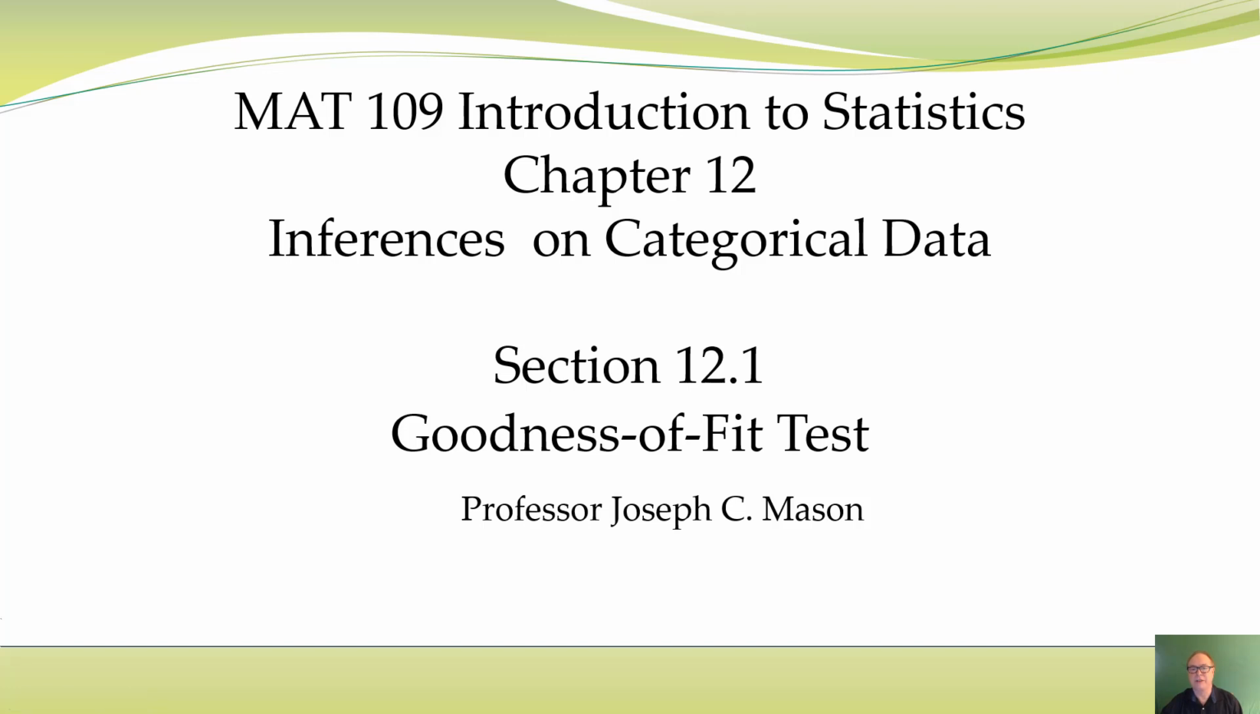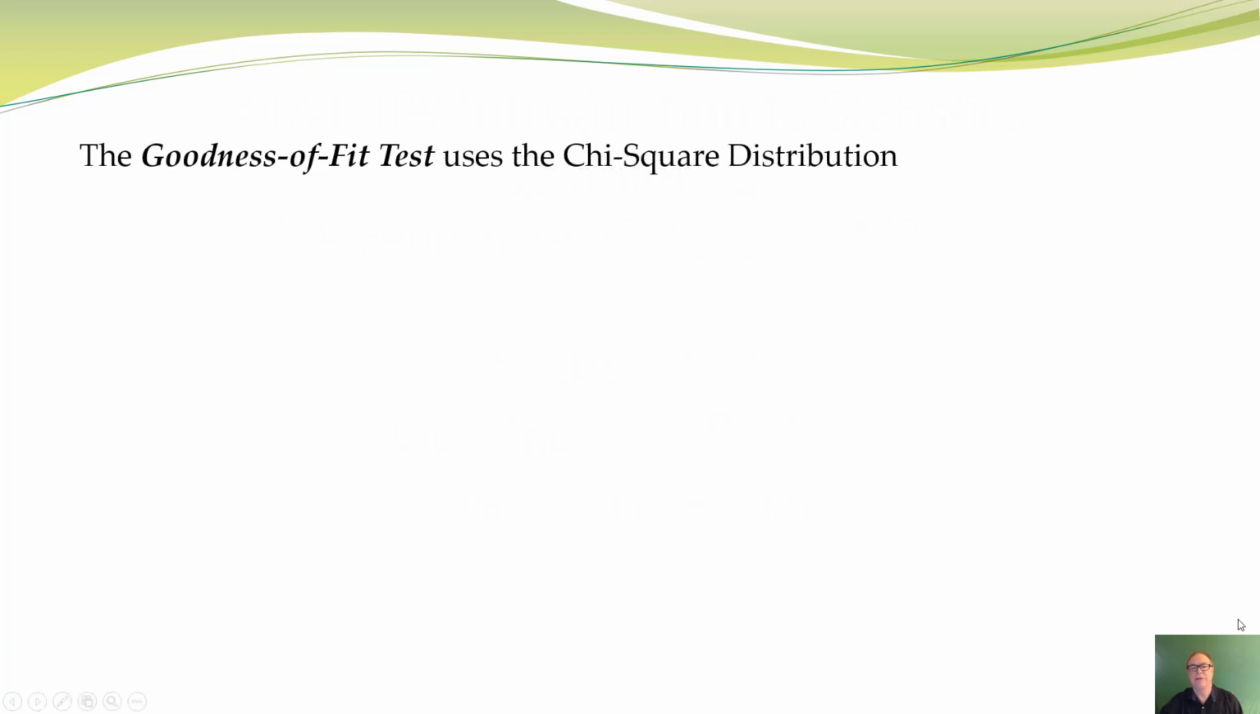Introduction to Statistics, Chapter 12, Inferences on Categorical Data, Section 12.1, Goodness of Fit Test. The goodness of fit test uses the chi-square distribution.